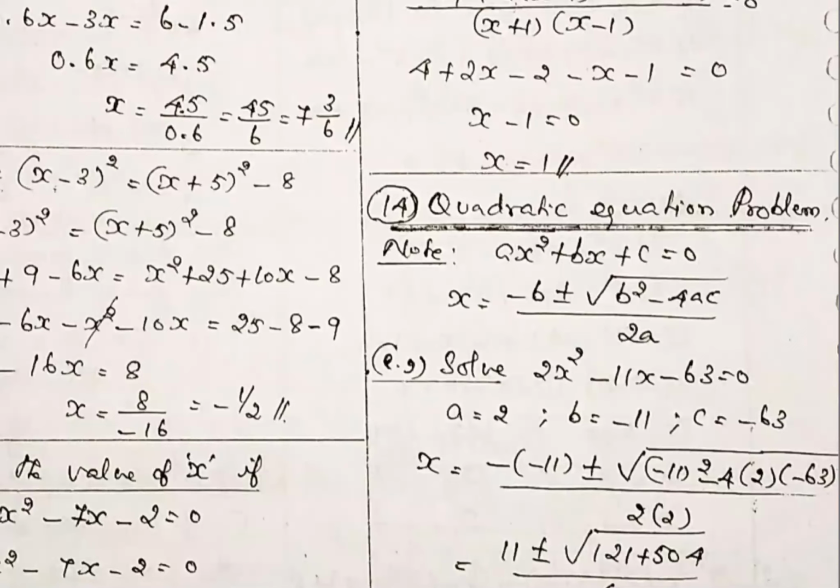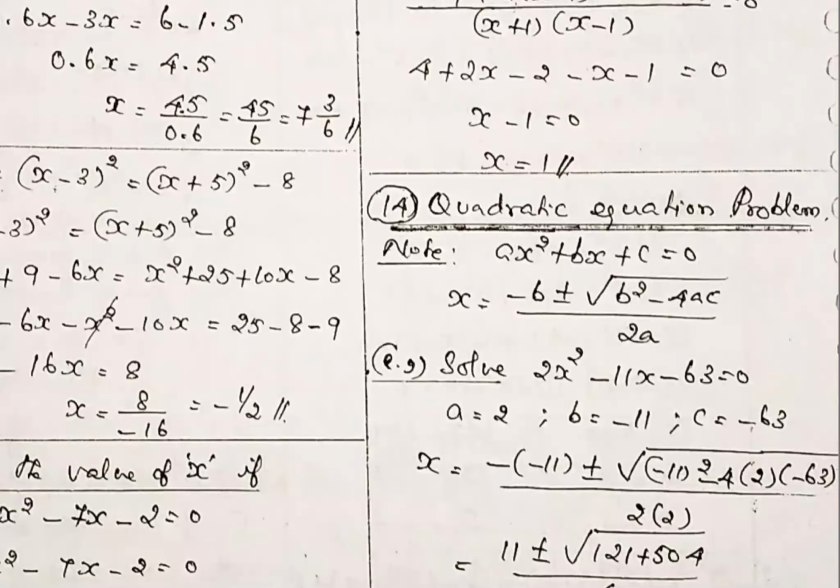So one example you read: solve 2x square minus 11x minus 63 is equal to 0. Here the a value is 2. Compare with the original equation ax square plus bx plus c is equal to 0. So this is the original quadratic equation, but here some minus terms are available. So compare with the original: a is equal to 2, b is equal to minus 11, c is equal to minus 63. So you find out the a, b, c values and substitute in the formula.